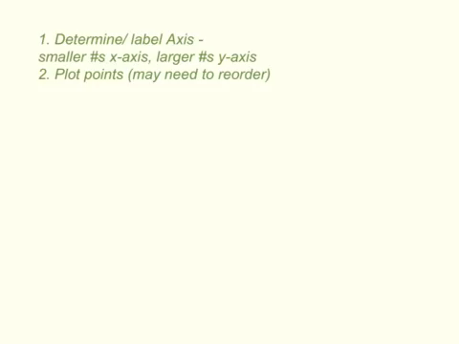When we are given a set of data, the first thing we need to do before plotting points is determine and label our axes. It is easiest if you assign the smaller values or smaller numbers to the x-axis and the larger numbers to the y-axis. The second thing we do is actually plot our point values. The third thing we do is actually draw a line of best fit.